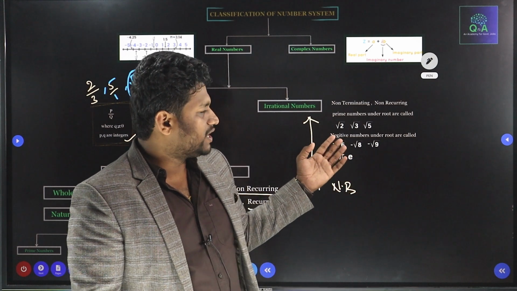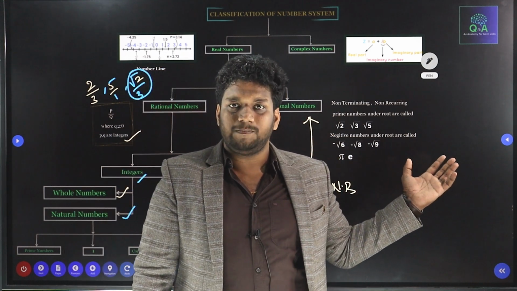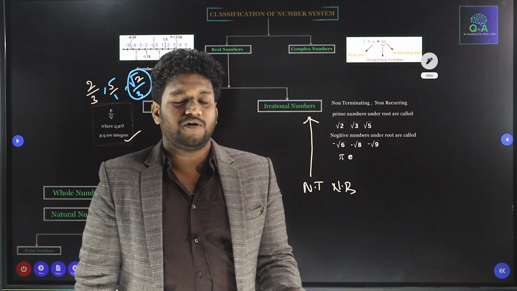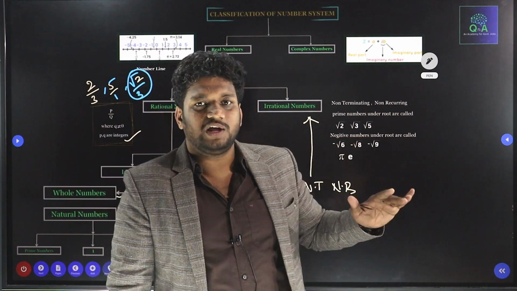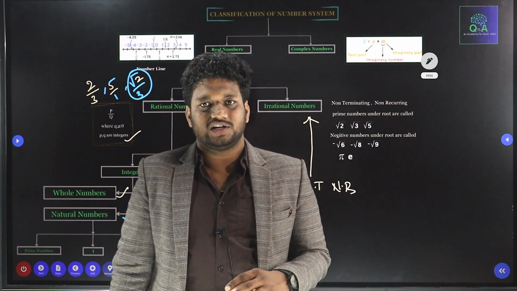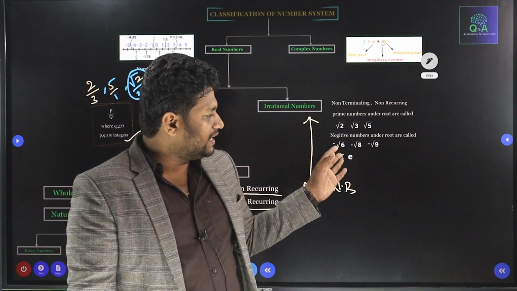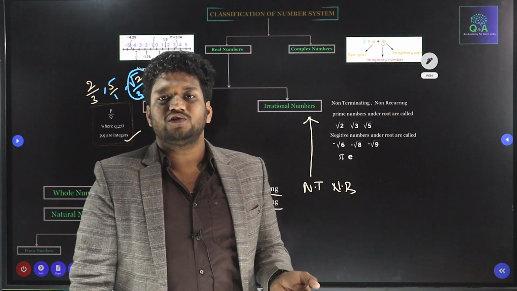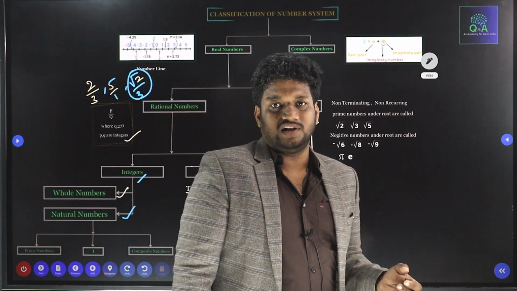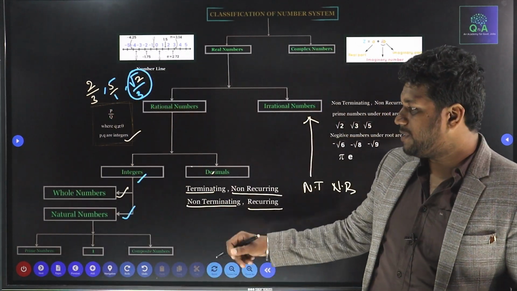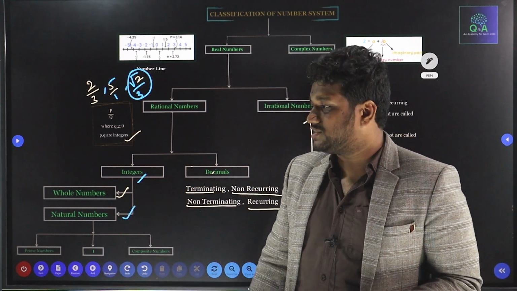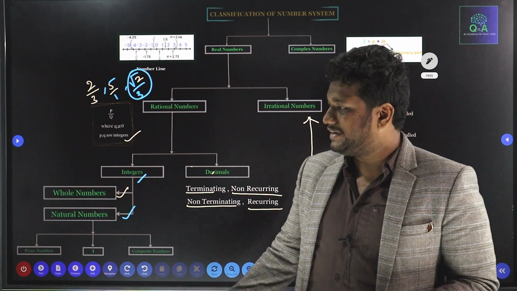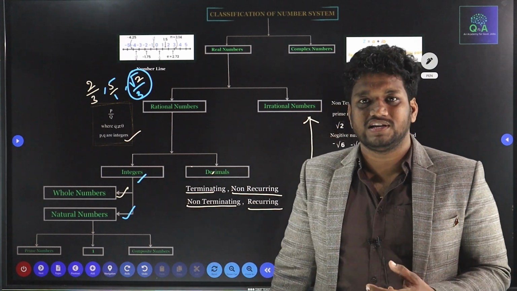Not only this, here you can see that prime numbers, if you keep them under root, are called irrational numbers only. Negative numbers, if you keep them under root, are not real here. With that, pi and e are also included. They are also considered irrational numbers. Now again, if we come back to integers, they are divided into two parts, which are whole numbers and natural numbers. Up to there we already discussed.